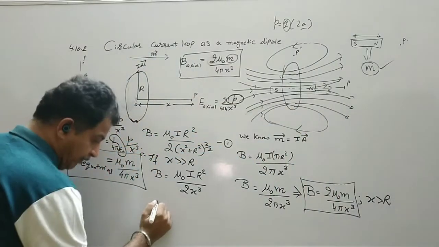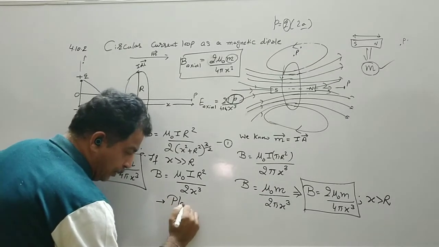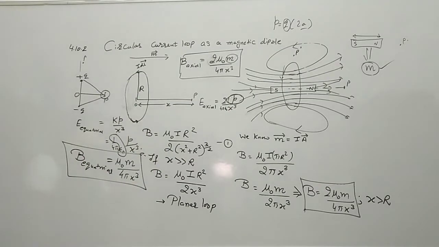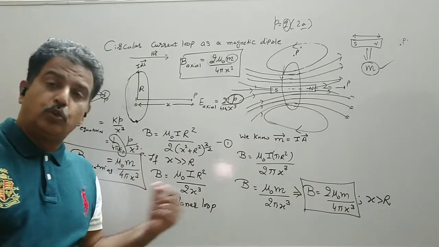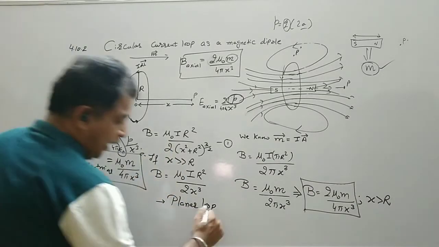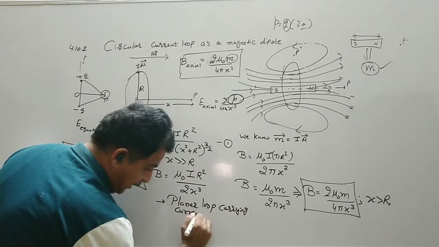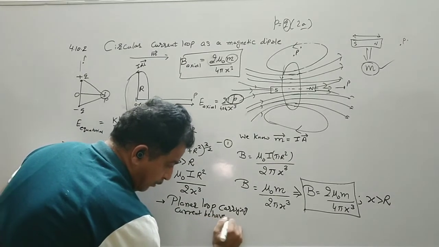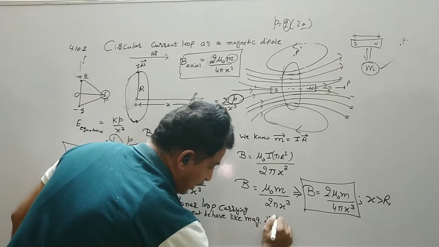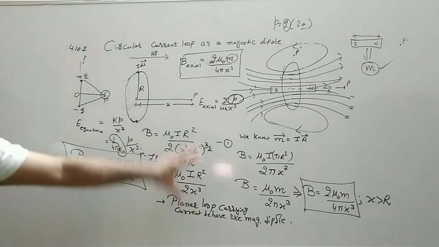So what we conclude is that any planar loop, not necessarily circular, it could be rectangular, two-dimensional. Planar loop means two-dimensional. As we have seen in the previous topic, we have taken a rectangular loop. So a planar loop carrying current behaves like a magnetic dipole having magnetic moment M equal to IA. So this is one conclusion.